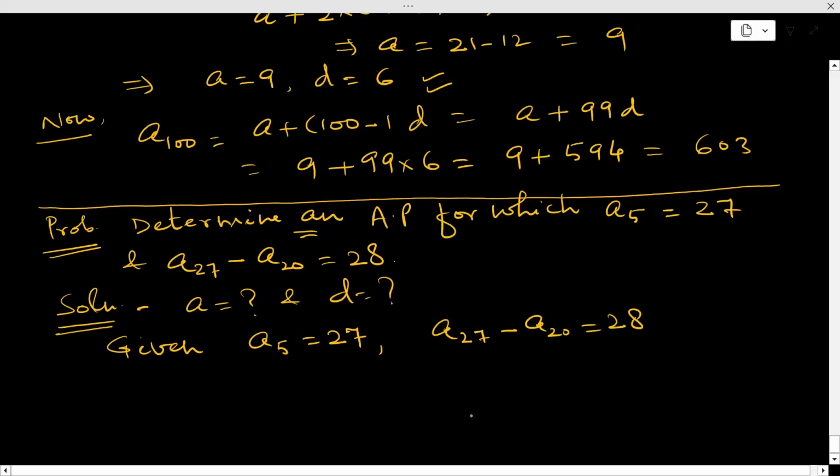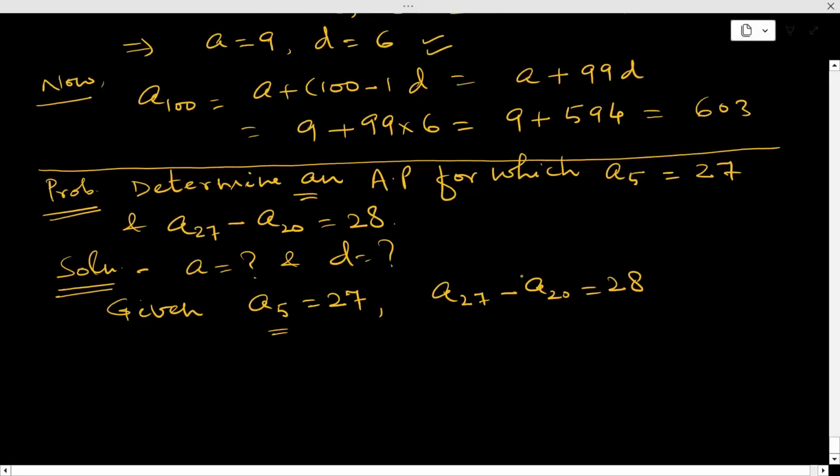So here we use the formula of the general term because we are given the value of A5, and we use the formula of the difference of two terms because we are provided with the difference. So A5 is a plus 5 minus 1 into d. This gives a plus 4d is equal to 27.